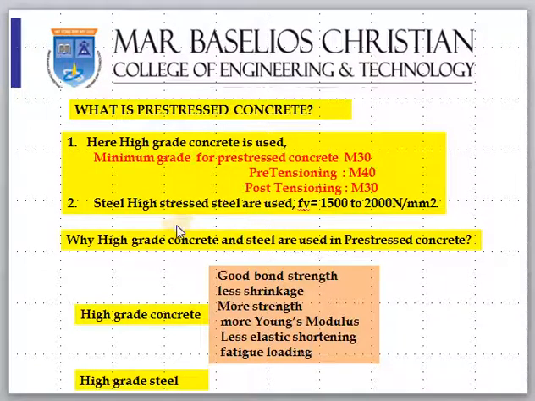So think of you are using Fe415 and you are stressing it, and once you cut it, 300 or 200 Newton per millimeter square will slip, it will be lost. So after 415, 300 is gone, which means you will get only 115. So that is the reason we use high grade steel for pre-tensioning.